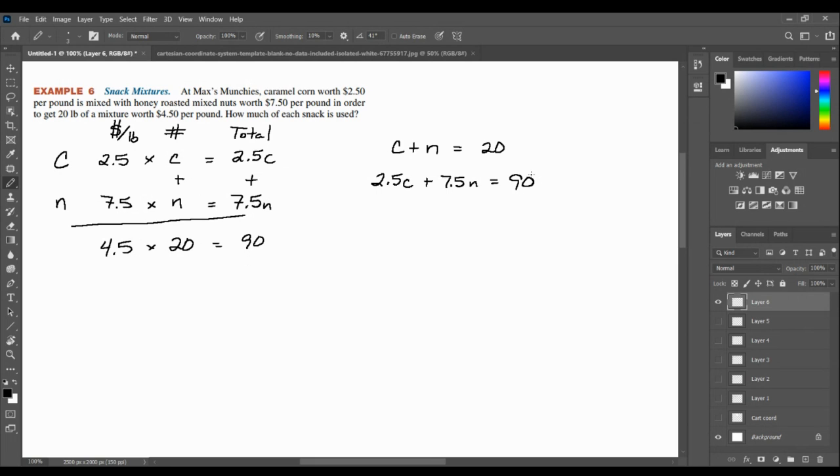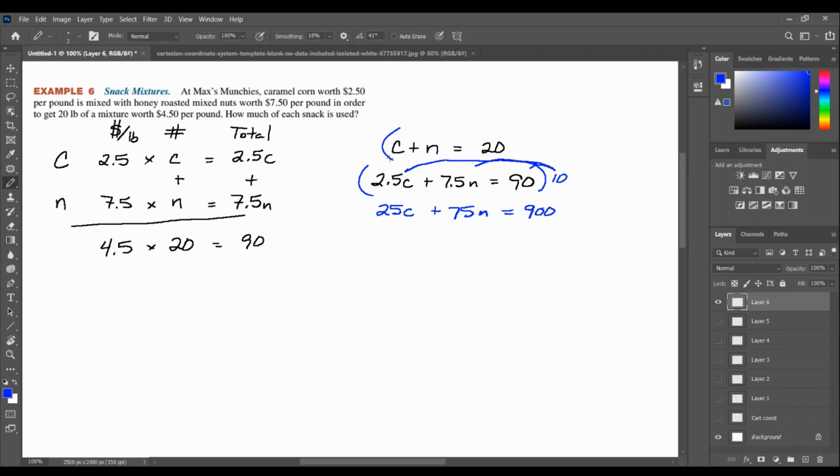You know, those decimals aren't my favorite. I mean, it's not bad, but I deal better with integers. So I'm going to go ahead and take this one and multiply it by 10. And when I do that, I get 25C plus 75N equals 900. Just multiplying each of those by 10. I'm just distributing the 10 through.